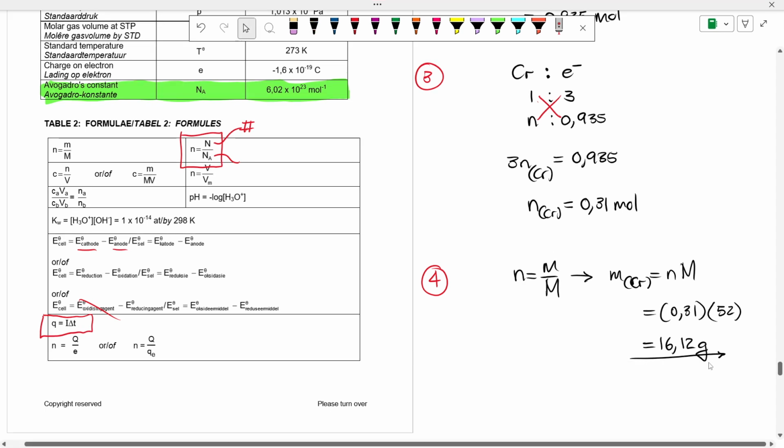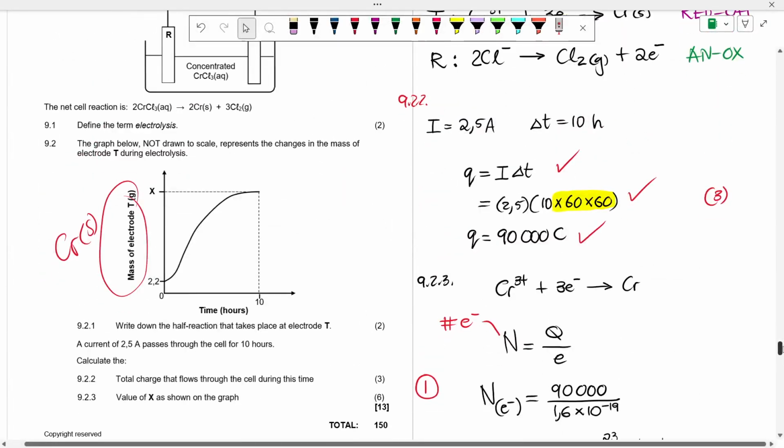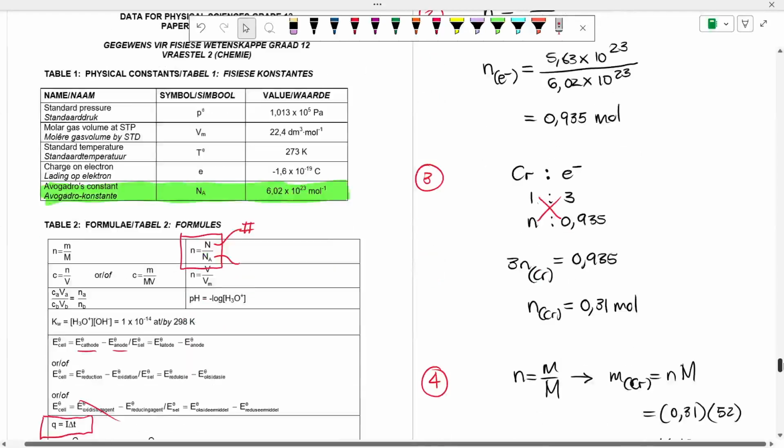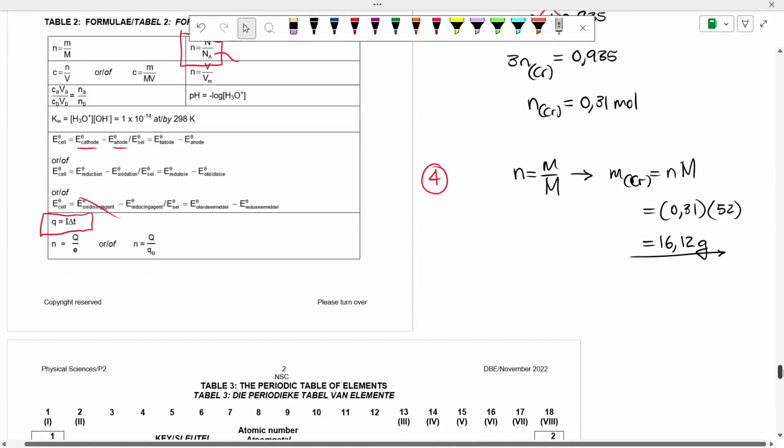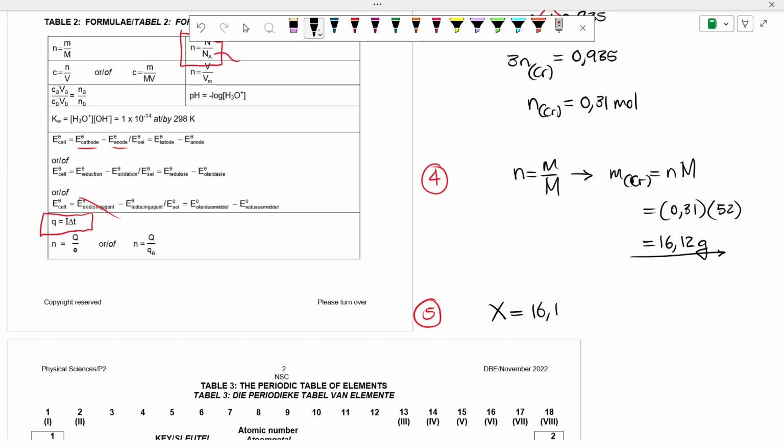So shouldn't we add the one that we were given before, the 2,2? Oh yes, because we are looking for the value of x. Yes, that's a good point. Oh wow, they really made this one long. Maybe it should have been 7 marks or something. I'll just call it step 5 because it's not included in the calculation. So we just need to say x is equal to 16,12 plus the initial 2,2. I think this makes 18,32 grams. And that's the final answer.